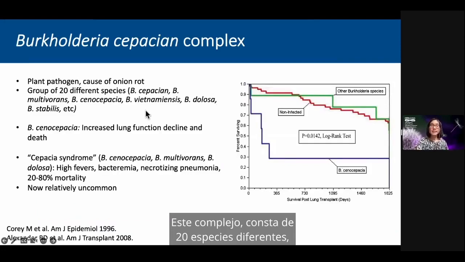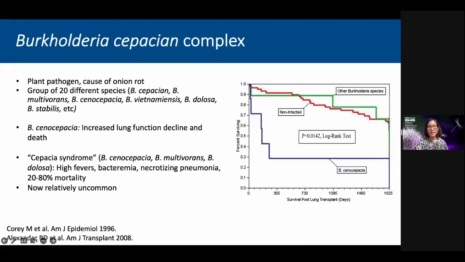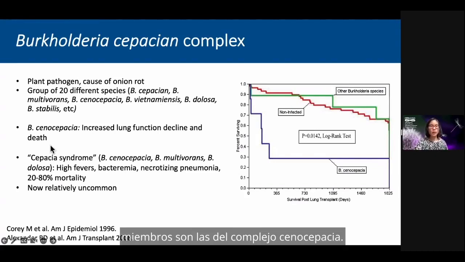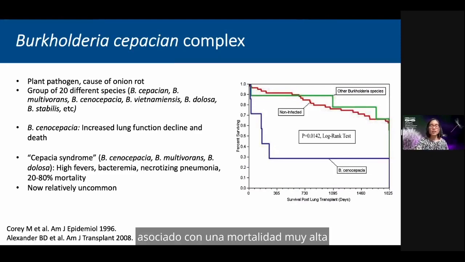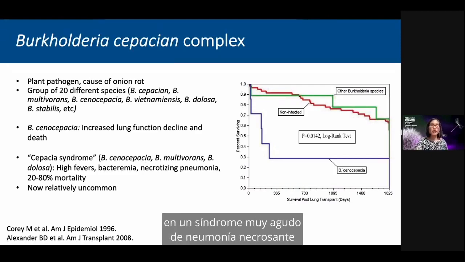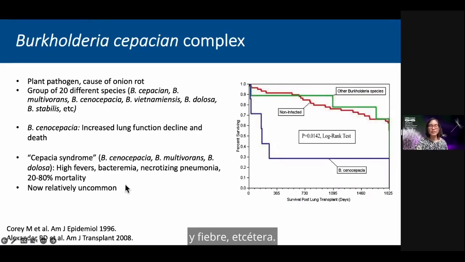This complex consists of 20 different species, which are not all created equal. The ones that are the worst members are those of the cenocepacia species, and they, as well as a few other cousins, cause the cepacia syndrome, which now, thankfully, again, is relatively uncommon, but was associated with outbreaks decades ago, associated with very high mortality and a very acute syndrome of necrotizing pneumonia and fever, et cetera.